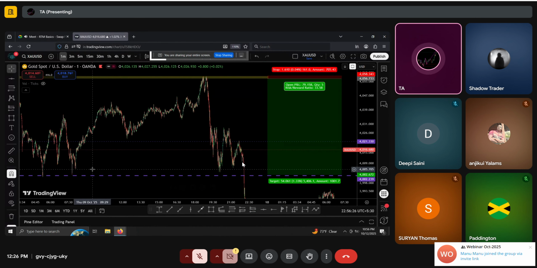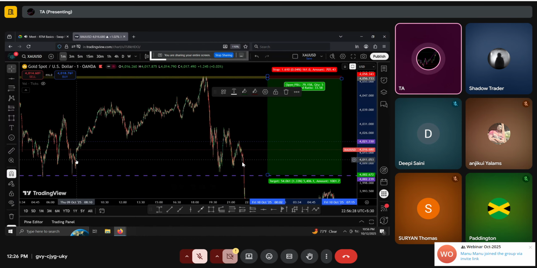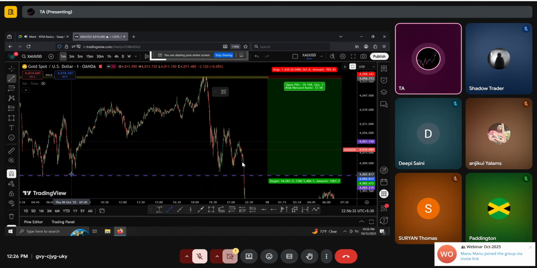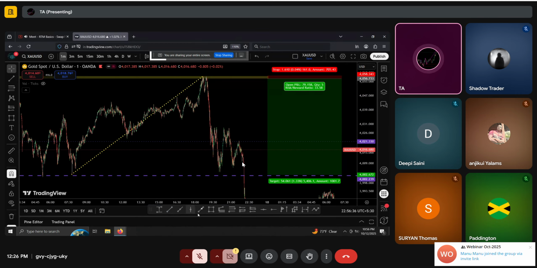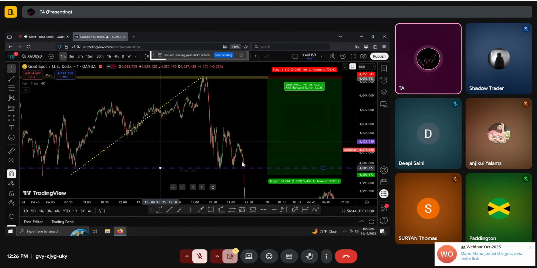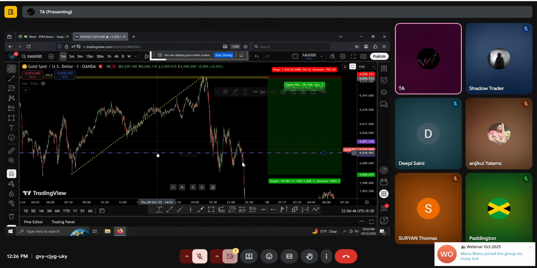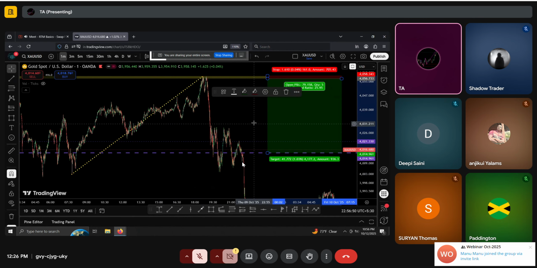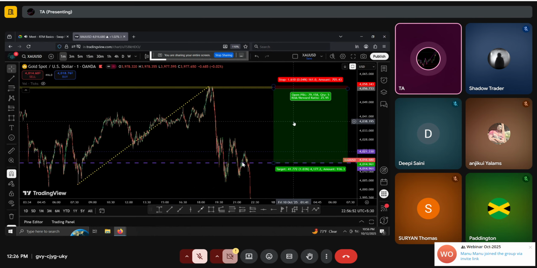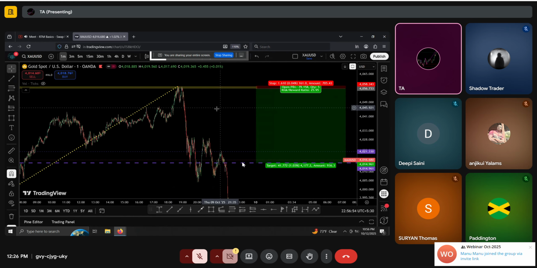At least our target will be till here. Why? Look at this move from here to here, right? For this move, our origin is here. At least price goes up, pulls back and goes up here. So at least our least target should be here. So this is still a 1 to 25 trade.